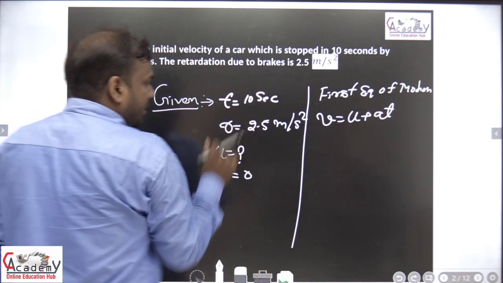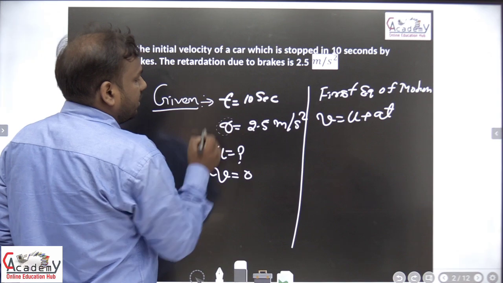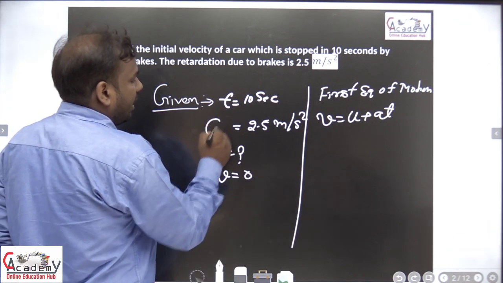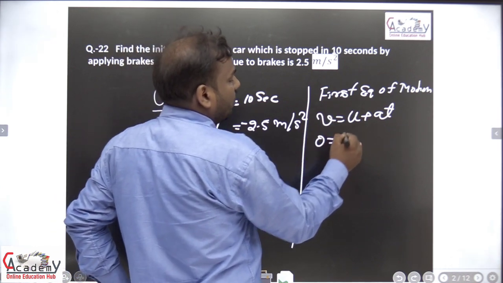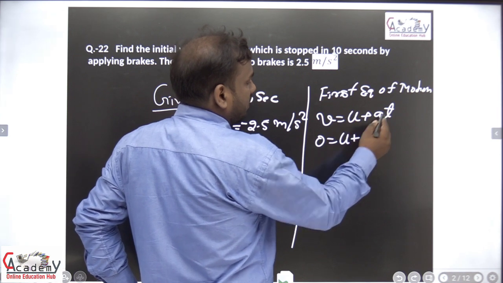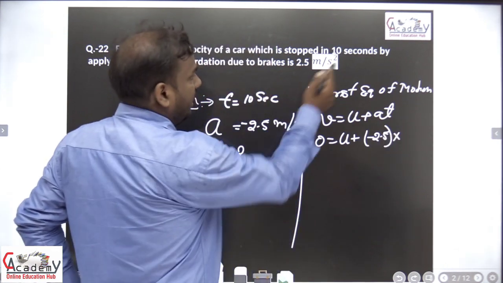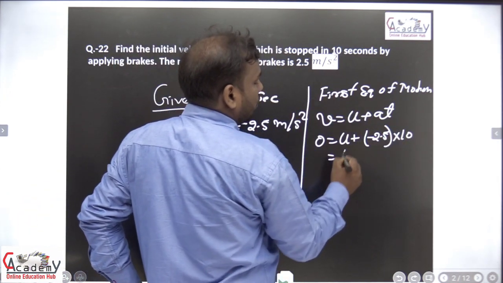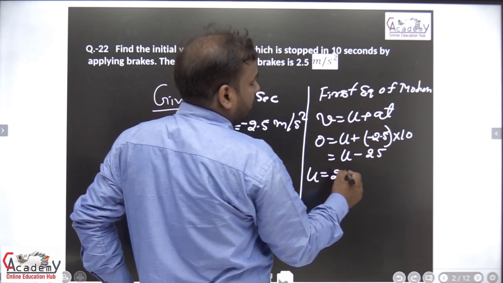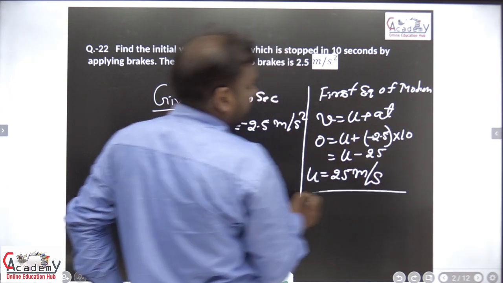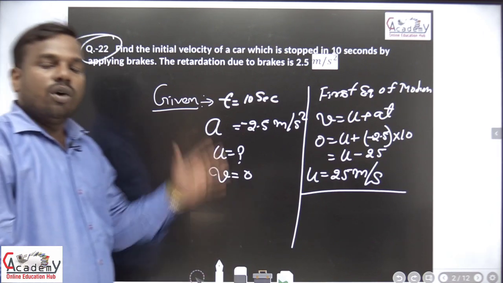Because here it is retardation, we write it as negative acceleration. So put the values here. v is 0, u plus a means minus 2.5, and what is the value of t? t is 10 seconds. So 0 equals u minus 25, so u is equal to 25 meter per second. That is the solution of question number 22 from the Asian book.